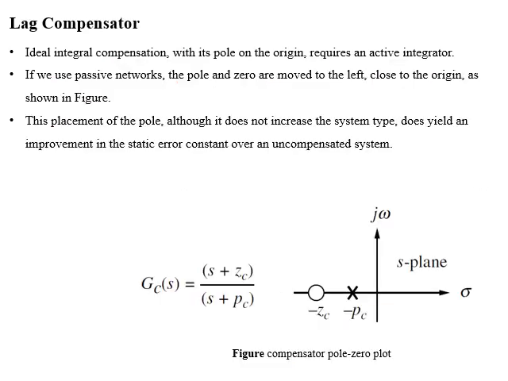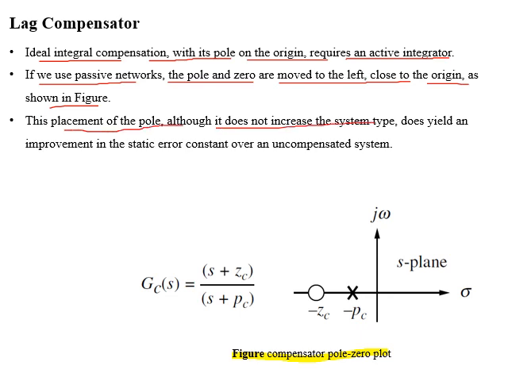Dear students, the ideal integral compensation with its pole at the origin requires an active integrator. And if we use passive networks, the pole and zero are moved to the left close to the origin as shown in the figure. This placement of the pole, although it doesn't increase the type of the system, gives us improvement in the static error constant over an uncompensated system.